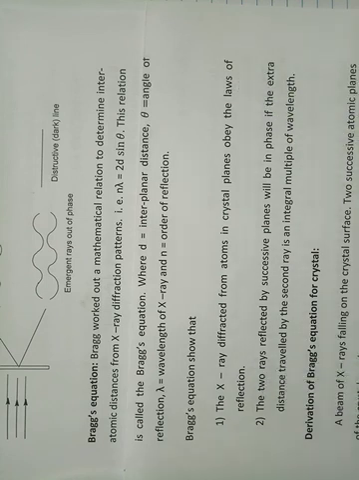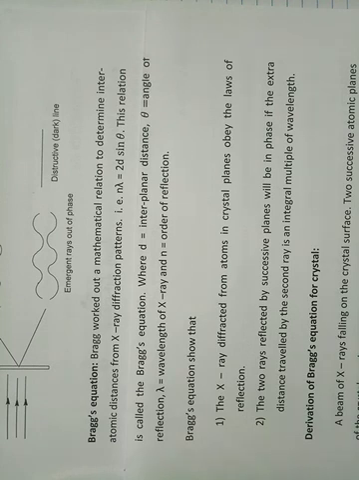The second thing is that the two rays reflected by successive planes will be in phase if the extra distance traveled by the second ray is an integral multiple of the wavelength lambda. So the two rays reflected by the successive, adjacent planes will be in phase only if the extra distance traveled by the second ray is an integral multiple of the wavelength lambda.